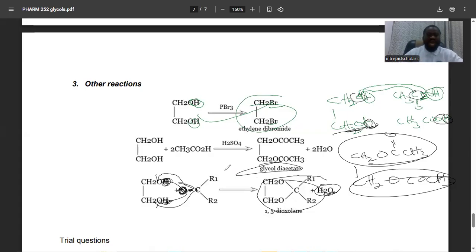Now that brings us to the end of the discussion on glycols. And as it goes, this is not an alternate material to what we are doing in class. This is just a supplementary material to add up to what we are doing in class.